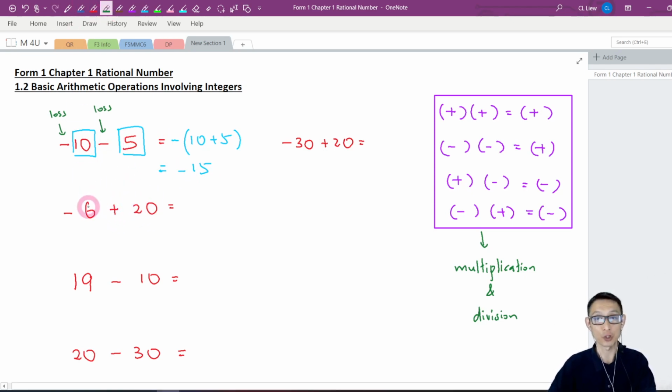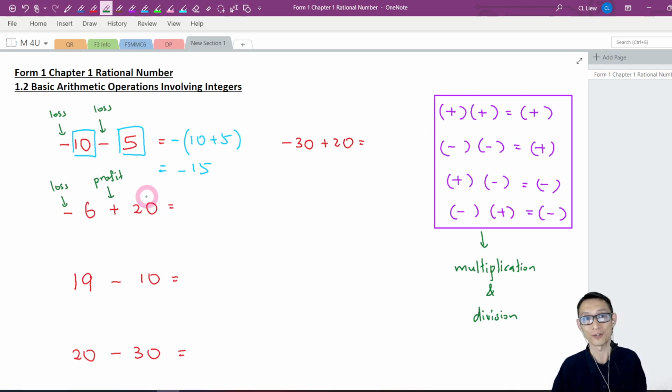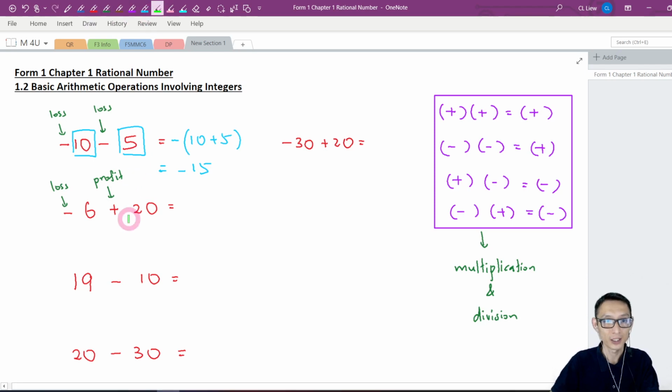Okay? Now, how about this one? Same thing, if you don't know how to solve it, think this way. Loss, profit. Okay, so a loss of 6 ringgit and a profit of 20 ringgit. So the final answer would be a profit of 14 ringgit, right? So how do we get 14? Same thing. Now this is a different sign. This is the same sign, right?